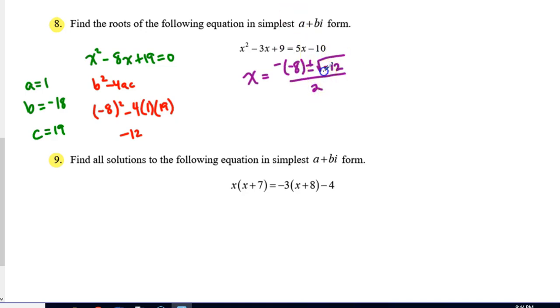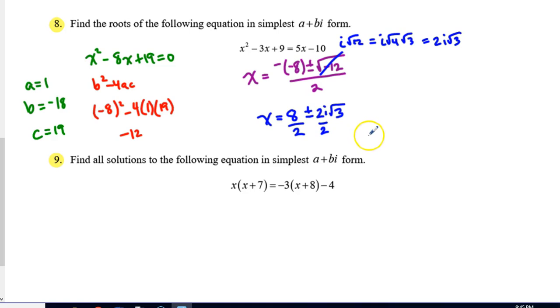Again, break this down. First thing we do is take the i out. i square root of 12, right? That's equal to i root 4 root 3. Now we know the square root of 4 is 2. The order of the factors changes. The correct way to write it is 2i square root of 3. So this is 8 plus or minus 2i square root of 3. I'm going to divide them both by 2 separately, and then we'll have our solution.